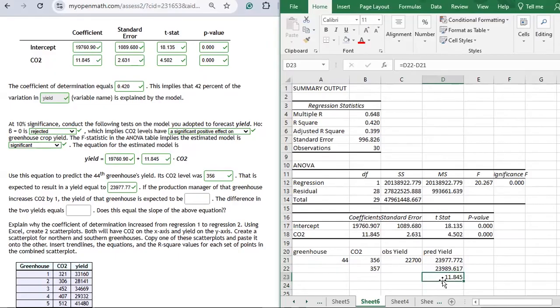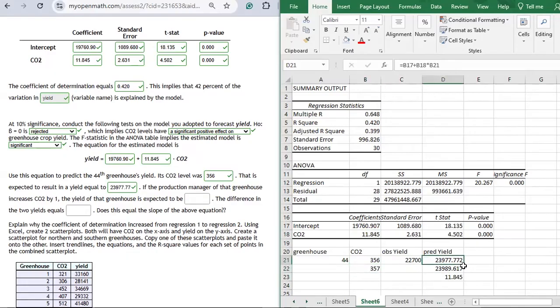The difference is 11.845. That's the value of the slope. The slope, remember what the slope is. It's the rise over the run. The rise is 11.845 in yield. The run is a 1 unit increase in CO2. That's how you interpret the slope. Down here, we have explicitly modeled the 1 unit increase in CO2 from 356 to 357.